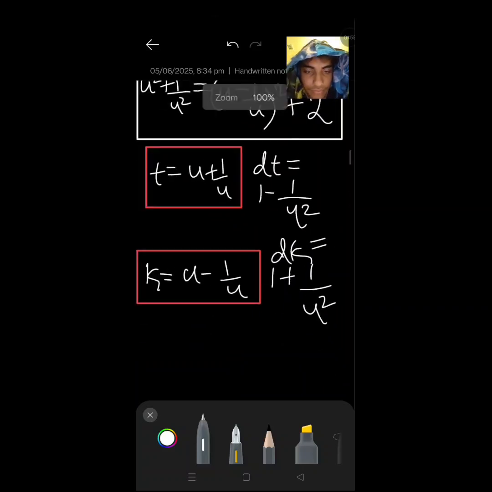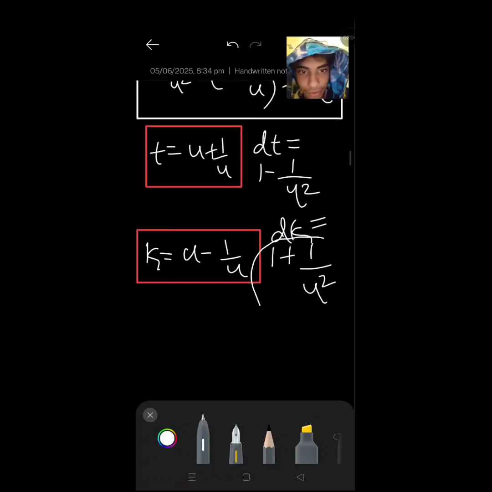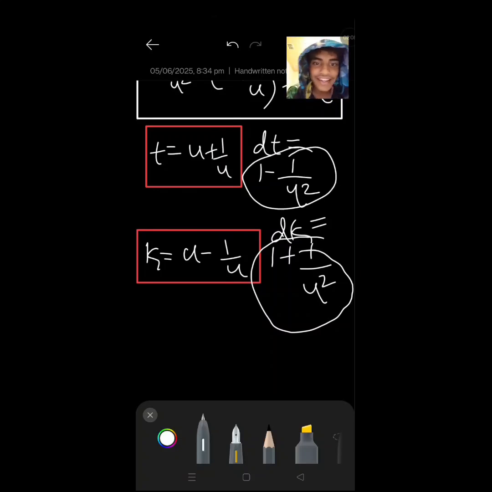dk will be this. All right, so now we have, okay, I don't know if you noticed this as well, but if you add dt and dk, what do you get? 1 plus 1 over u squared plus 1 minus 1 over u squared. Negative 1 over u squared cancels off with positive 1 over u squared. But then we have 1 and then another 1 over here.